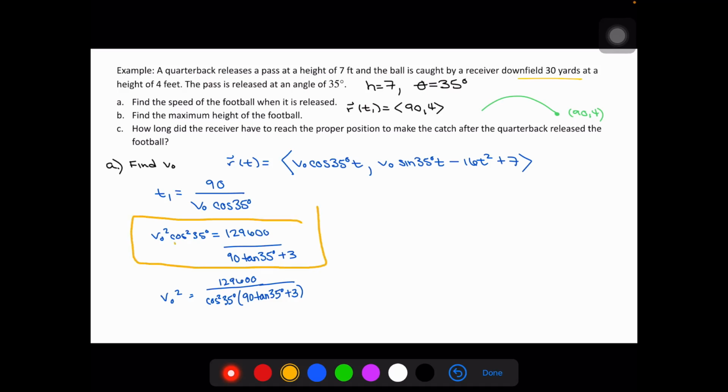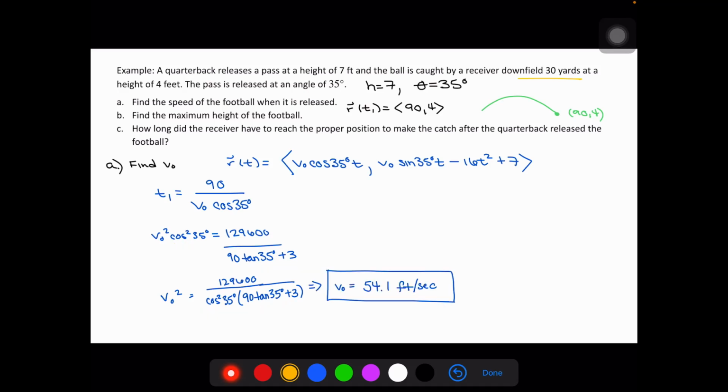We can just divide by the cosine squared, so I'm going to go ahead and do that. And then finally take the square root. And there's my final answer. The initial speed of the football has to be about 54.1 feet per second, unless I put this in my calculator wrong. All right, so all of that is part A.